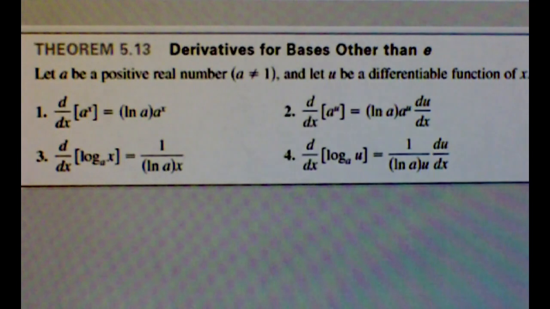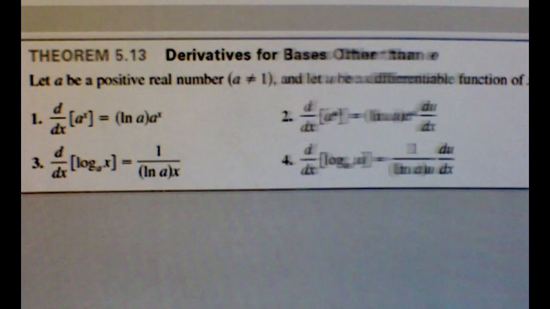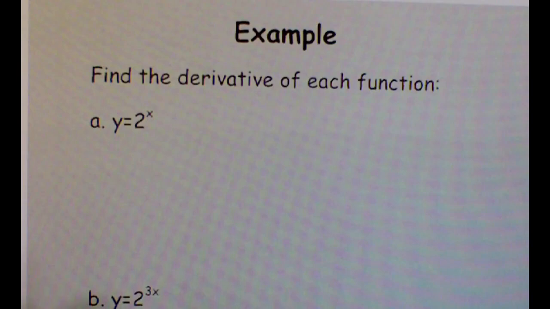So the derivative is what we really care about here. As long as a is a positive real number and it's not 1, and u is a differentiable function of x, the derivative of a to the x power is natural log of a times a to the x. The derivative of a to the u power is natural log of a times a to the u times the derivative of u. The derivative of log base a of x is 1 over natural log of a times x, and the derivative of log base a of u is 1 over the natural log of a times u times the derivative of u. So let's look at how those work.